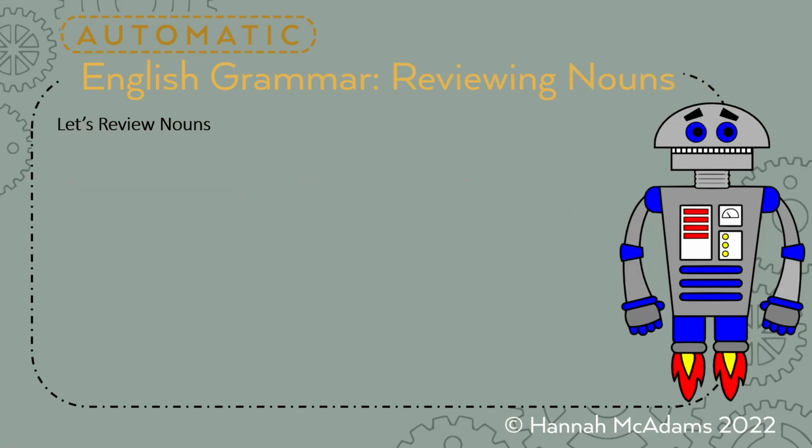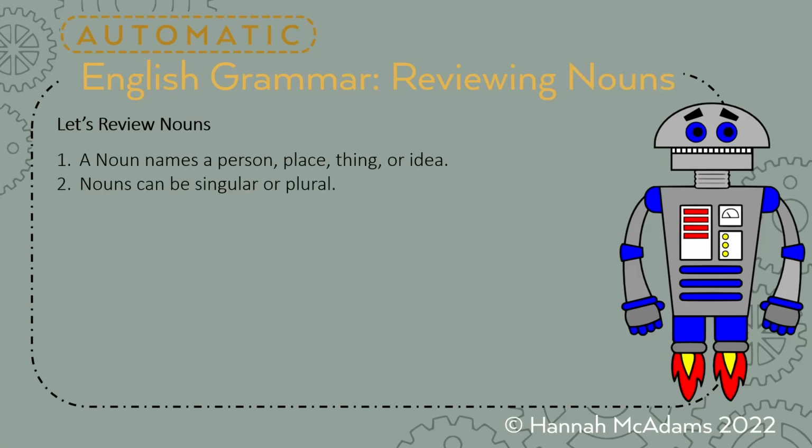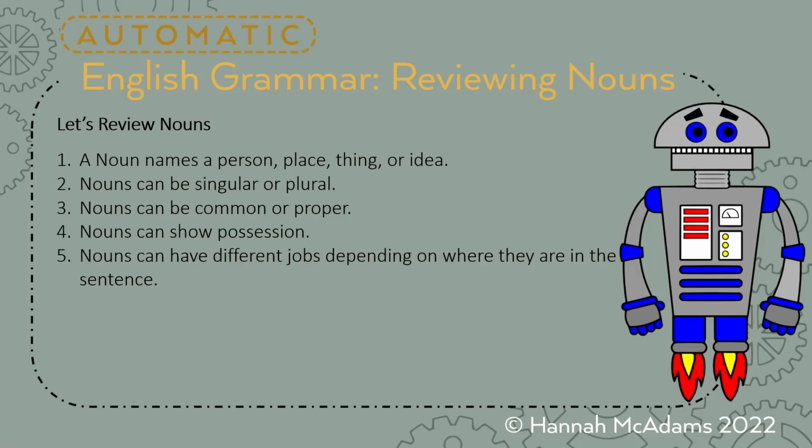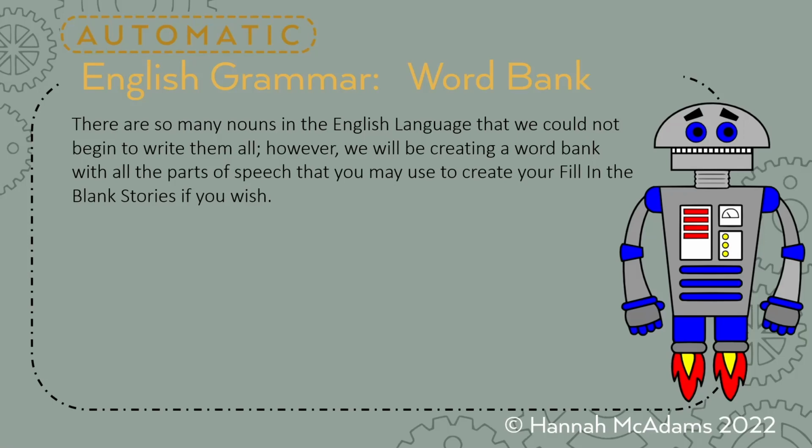Okay, so let's review nouns. A noun names a person, place, thing, or idea. Nouns can be singular or plural. Nouns can be common or proper. Nouns can show possession. Nouns have different jobs depending on where they are in the sentence. Remember that flamingo? And a group of animals of the same kind may have a collective name, like a flamboyance of flamingos.